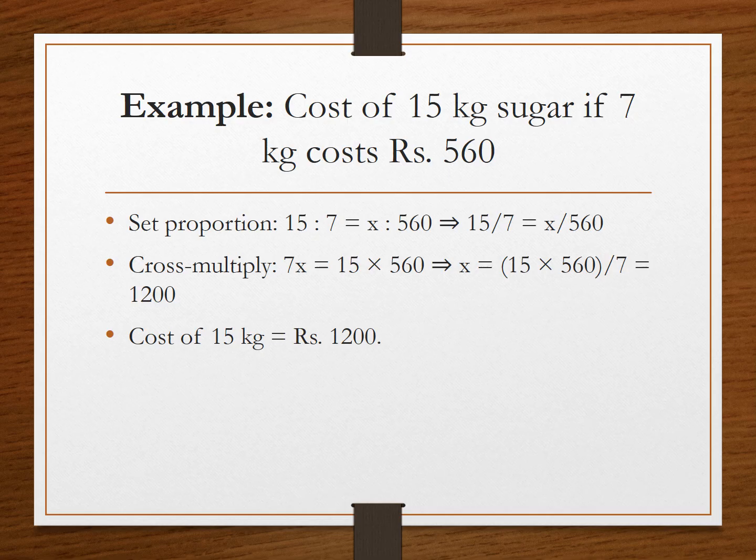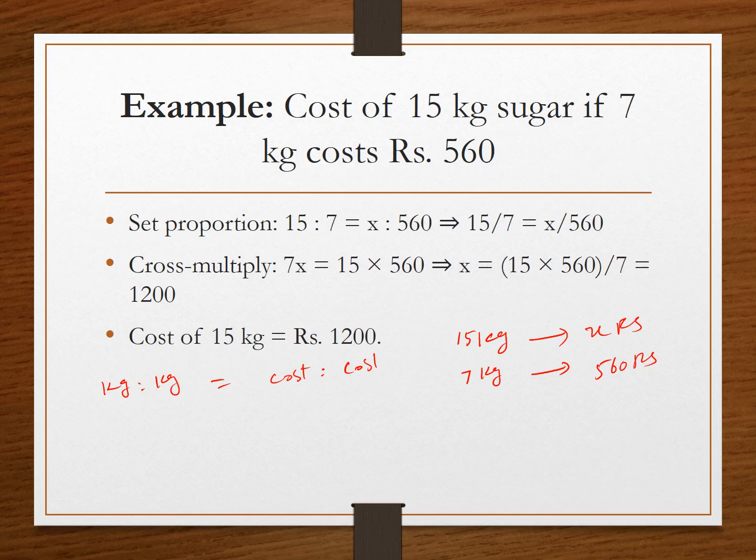Here, students, we have a word problem that is relevant to proportion. We have to find the cost of 15 kg sugar if 7 kg costs rupees 560. Students, first we have to set these quantities in proportion. Here we have to find the cost of 15 kg. Suppose the cost of 15 kg is x rupees, and we are given the cost of 7 kg as 560 rupees.